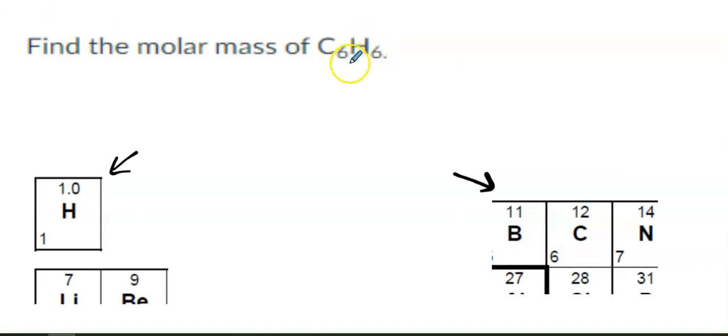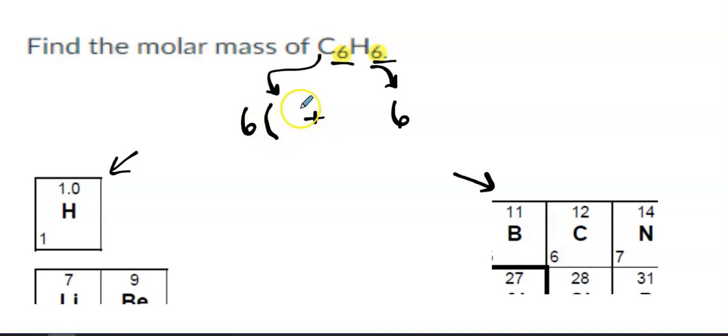If there are subscripts, which this one has, we have to account for all of the parts. This C6H6 consists of 6 carbon atoms and 6 hydrogen atoms. I'm going to put a plus sign in between these two. What we need to do is first determine how many of each type of atom there is, then multiply that number by the mass of the substance.